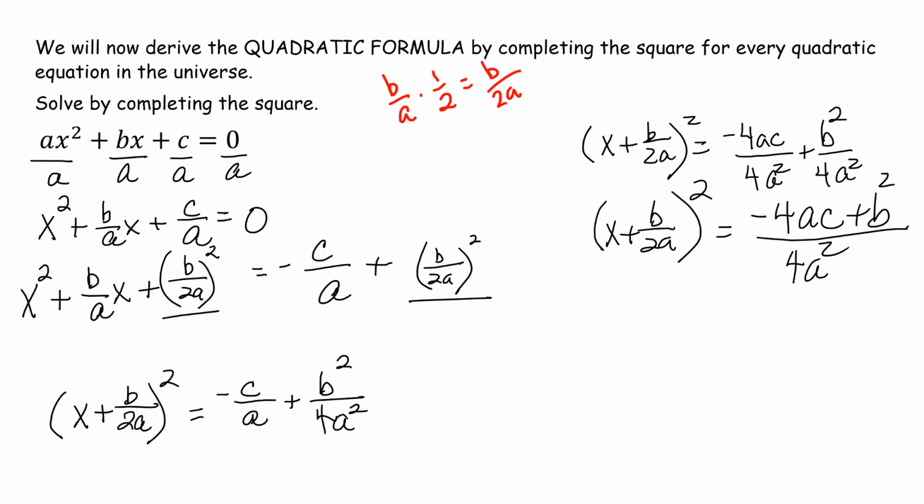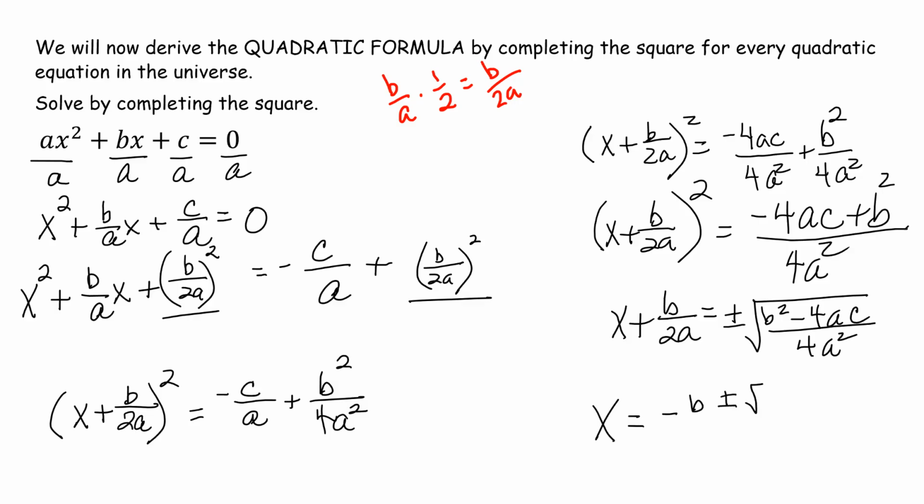And now I am going to take the square root on both sides. So I'll have x plus b over 2a is equal to plus or minus the square root of b squared minus 4ac all over 4a squared. Now notice I just changed the order of the terms in the numerator. It just looks nicer if you put the b squared first. All right, and then I'm going to subtract b over 2a on both sides.